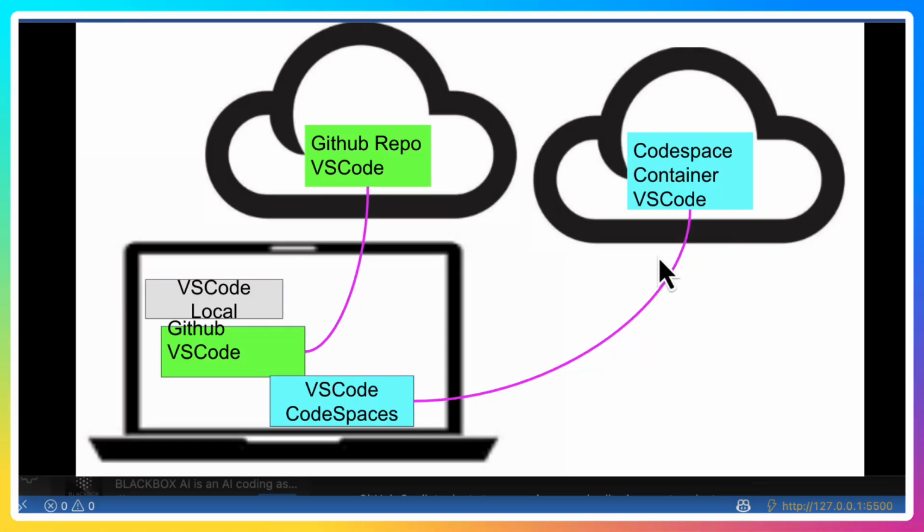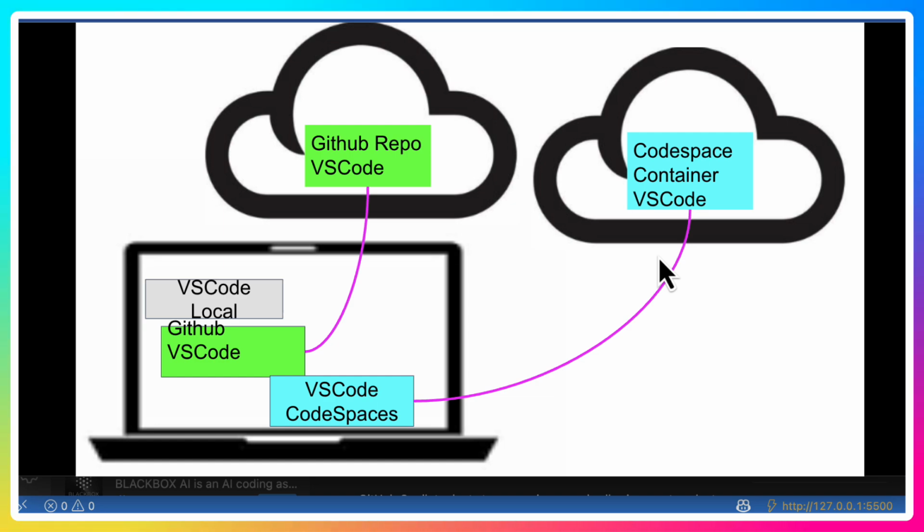Hi, we're going to be using VS Code as our development environment, and we're going to be running it either on our local machine or up in GitHub to view our repo and edit our repo. But we're also going to be using it in Codespaces, which is GitHub's cloud that will allow us to run whatever's in our repo in a container in the cloud.